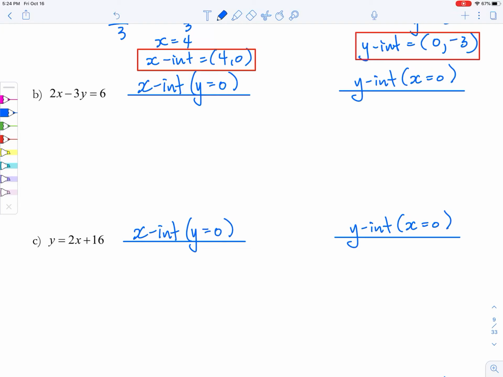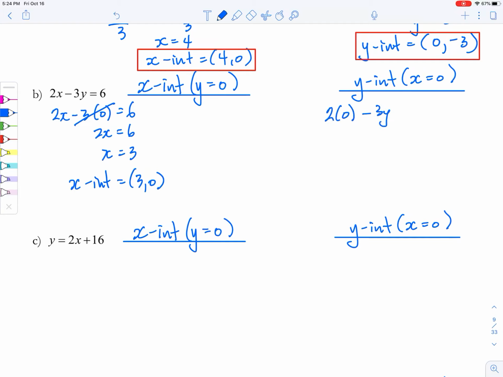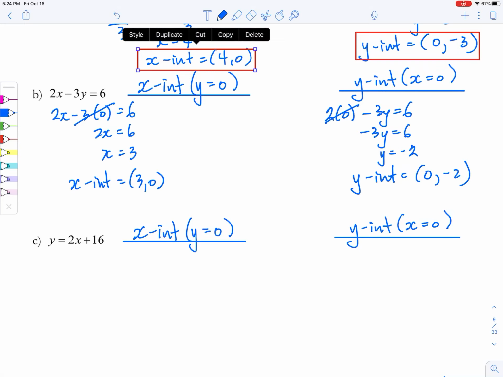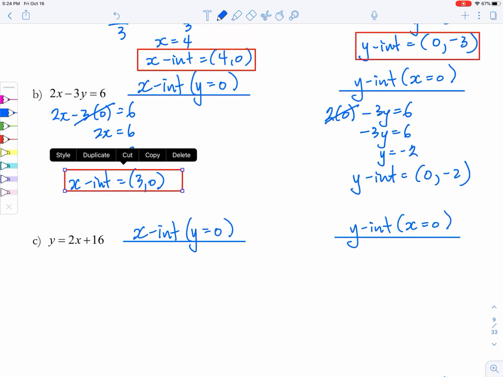Y equals 0, so 2x minus 3 times 0 equals 6. That goes away, so we get 2x equals 6 or x equals 3, which gives us an x-intercept of 3, 0. For the y-intercept, we would put 2 times 0 minus 3y equals 6. 2 times 0 goes away. We have minus 3y equals 6. Divide both sides by minus 3, and we get y equals minus 2, or our y-intercept is 0, minus 2. I'm going to put those in nice tidy boxes.